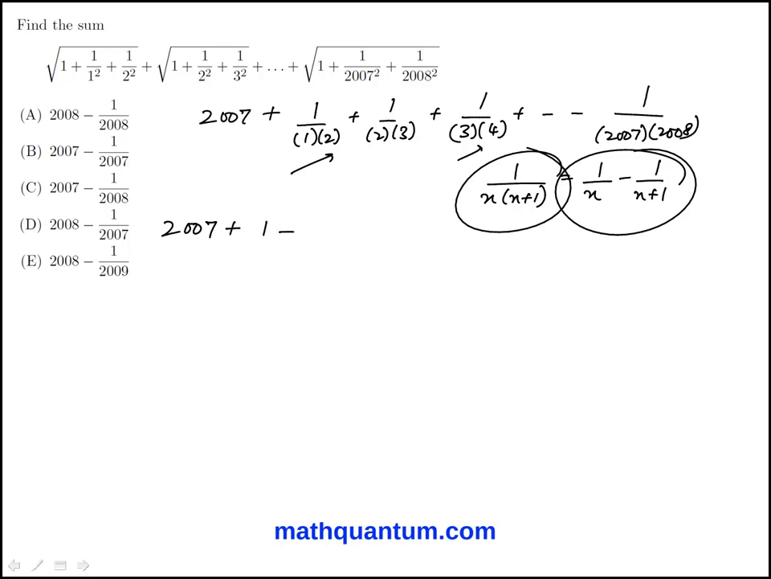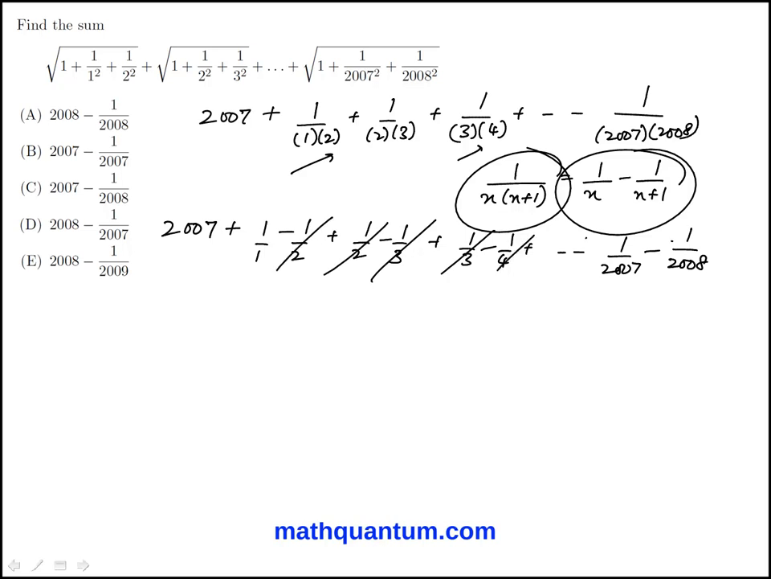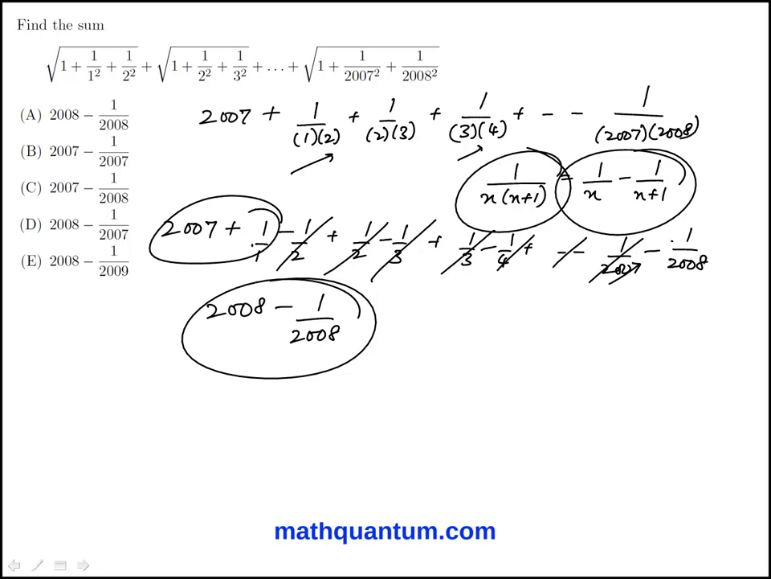So this would be 1 minus a half, and then a half minus a third, a third minus a fourth, all the way to 1 over 2007 minus 1 over 2008. So clearly the inside terms would all drop out, and we have a 2007 here, so that's 2008, and then minus 1 over 2008. So that gives us our answer, which is choice A.